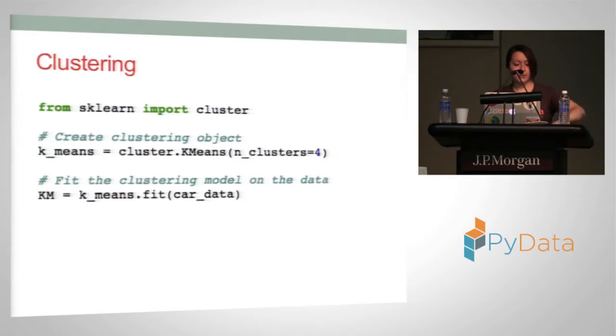So working with that car evaluation data set again, let's go through the clustering process, which again is very simple. The first thing we do is we create our clustering object. So I'm using the k-means clustering object, and I've chosen to make 4 clusters because I already know that there are 4 labels in our data: unacceptable, acceptable, good, and very good, which is sort of cheating.